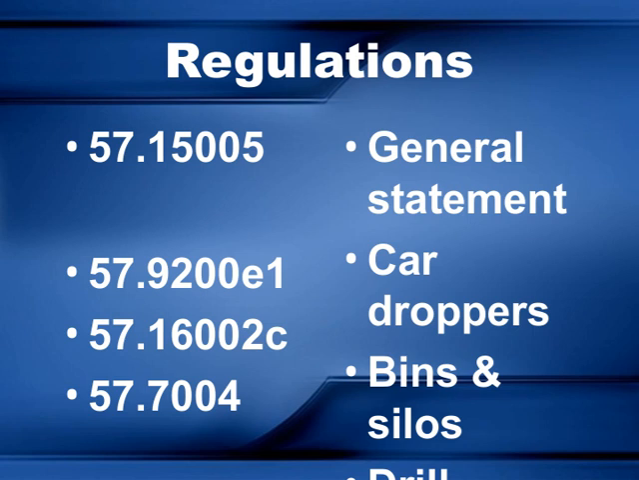Now, the numbers you see here, like 57.15005 and 57.92E1, are specific reference points or codes that relate to our technical specifications. Lastly, regulations play a vital role. They ensure that all these components are used safely and in compliance with industry standards. Connecting all these points, it's clear that understanding these elements helps us maintain a safe, efficient, and compliant operation across all stages.